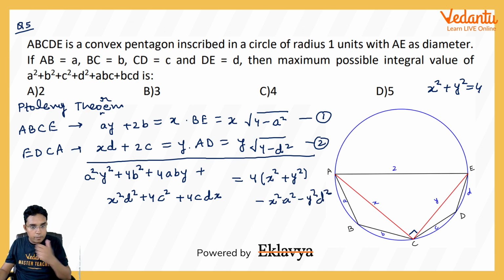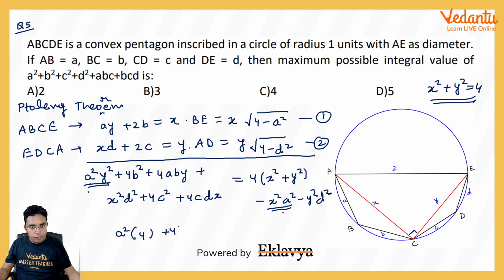If you bring these x square a square terms to the left side, actually not this, I will combine this a square x square with a square y square, so that I can make use of this x square plus y square equal to 4. So if I bring this here and take a square common, I can write it directly: a square common, y square plus x square.